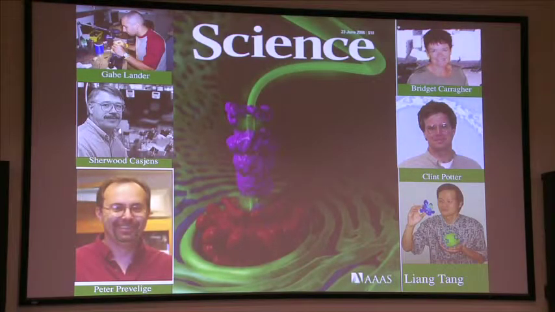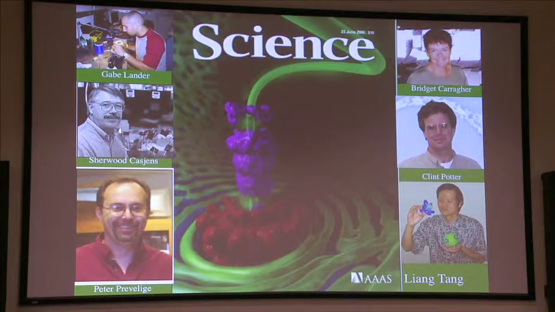But somebody took it seriously. We got a nice Science cover out of it, and the main people that were involved were, at the time, a graduate student, Gabe Lander, who's now on the faculty at Scripps. Sherwood Casjens provided us with all of the P22 that we used.